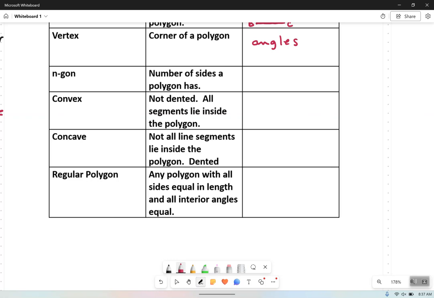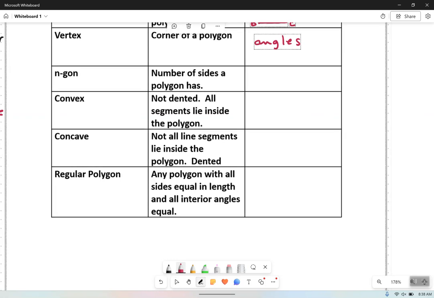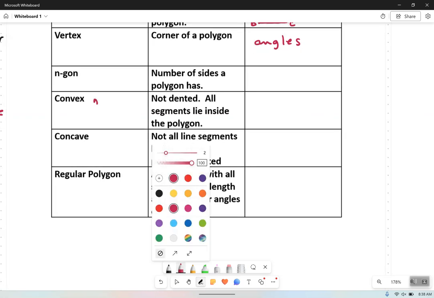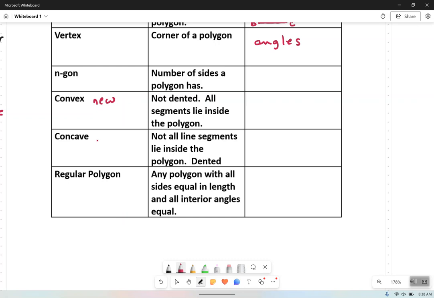Guys, here's one that's going to be new for you. I think convex and concave are new for you. The best way I can explain it to kids is this. Convex, the first of the 2 words I put up there, and I'm going to highlight this: it's not dented anywhere.